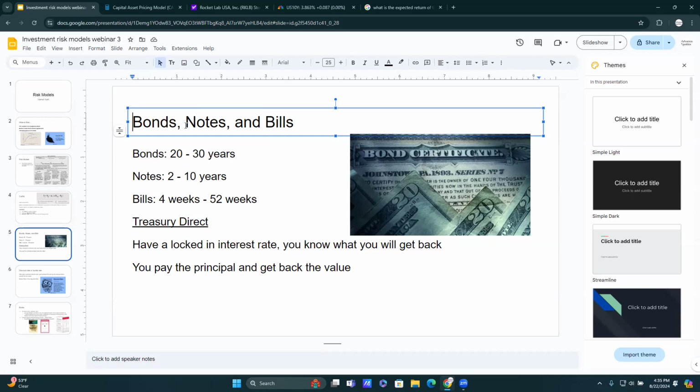So there's corporate bonds and there's treasury bonds. Now, treasury bonds are typically the ones they're talking about. How they work is they have a principal value that you pay, and then from there you get a value back. That's just typically what they call the value of the bond, right? So you pay a principal and get the value of the bond back.